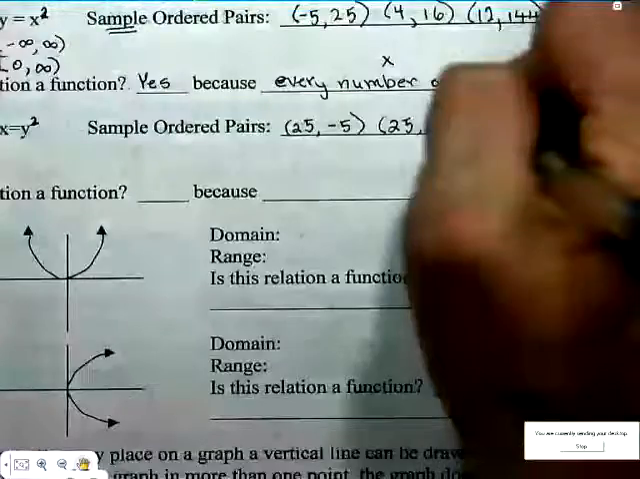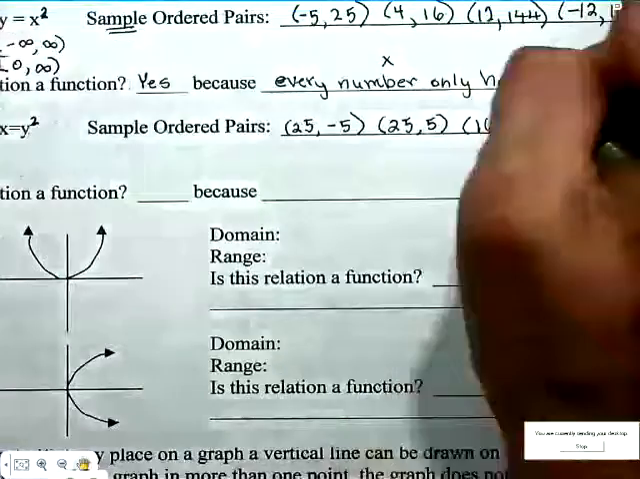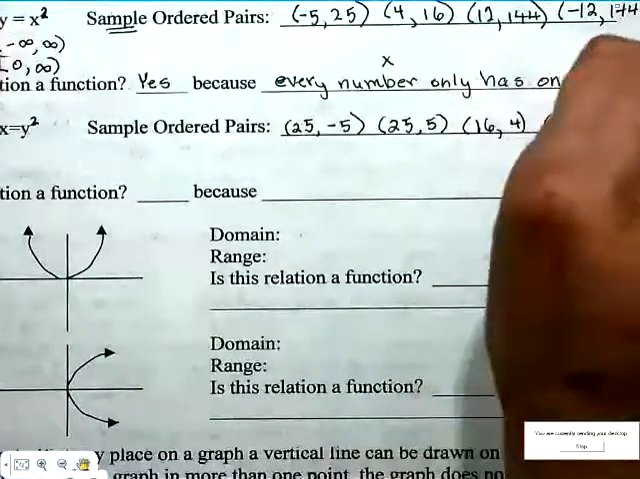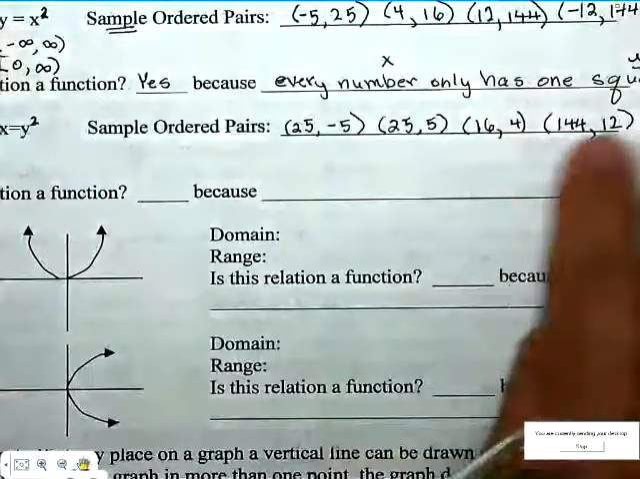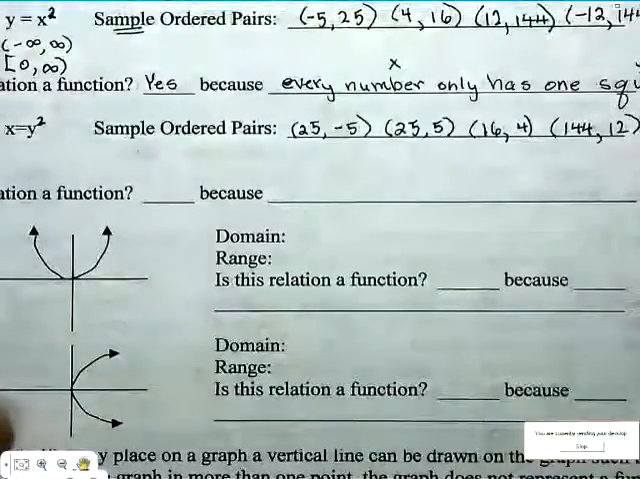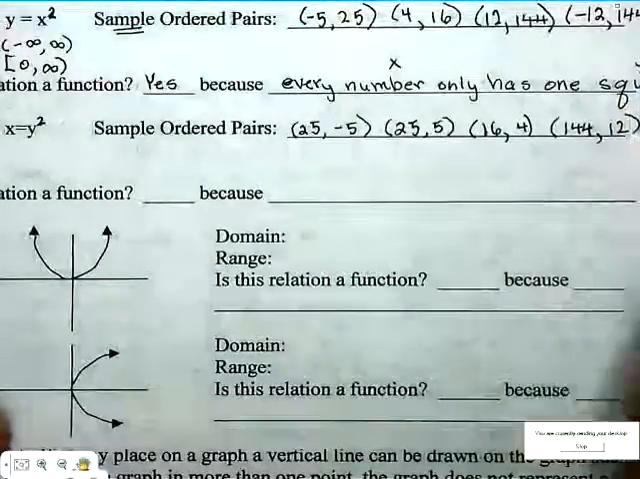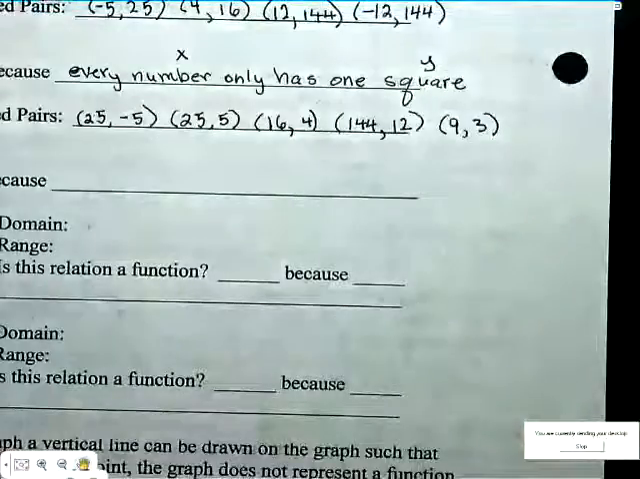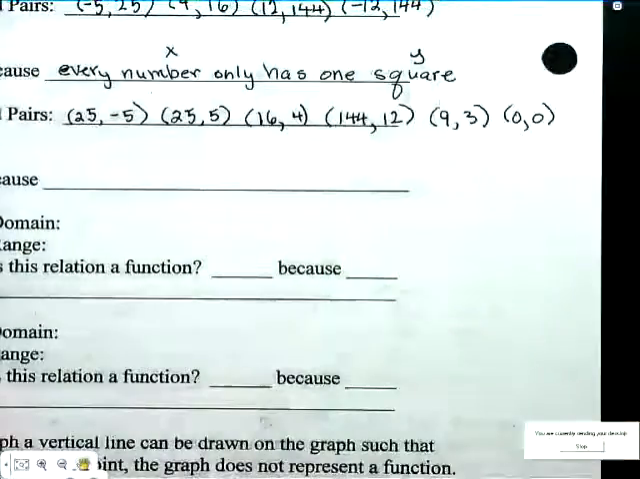16, 4, that would work. That x is the square of that y. And then you said 144, 12. That works because that x is the square of that y. Any ordered pair where the x is the square of the y. For that matter, 0, 0 would satisfy the equation.